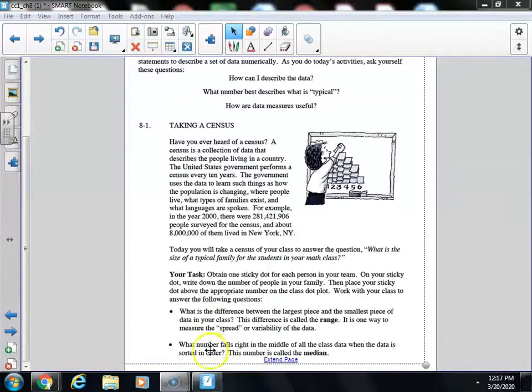So again, the number that falls in the middle of your class's data is called the median. You need to go ahead and pause the video, take your class's data, and on your class notes, order it from least to greatest or greatest to least, and find out which number is in the middle. And record that in your work for today.